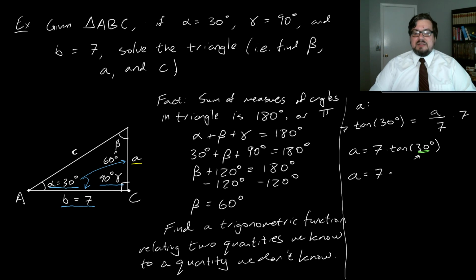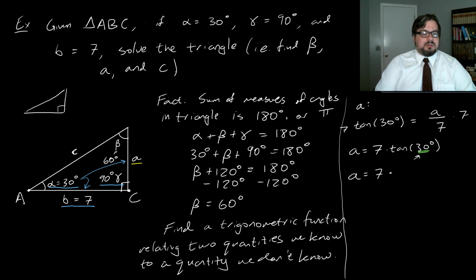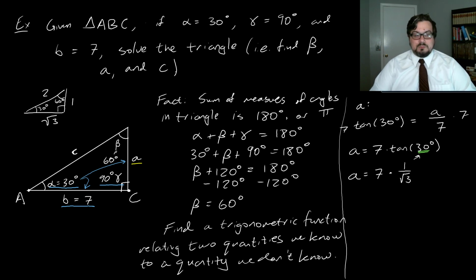So A is equal to 7 times tangent of 30 degrees, which we can remember from our standard 30, 60, 90 triangle. Remember, our standard 30, 60, 90 triangle has side lengths of 1, 2, and square root of 3. And therefore, looking at this triangle, tangent of 30 degrees is 1 over the square root of 3, opposite over adjacent. And therefore, A is 7 over the square root of 3. All right, we're 2/3 of the way there.